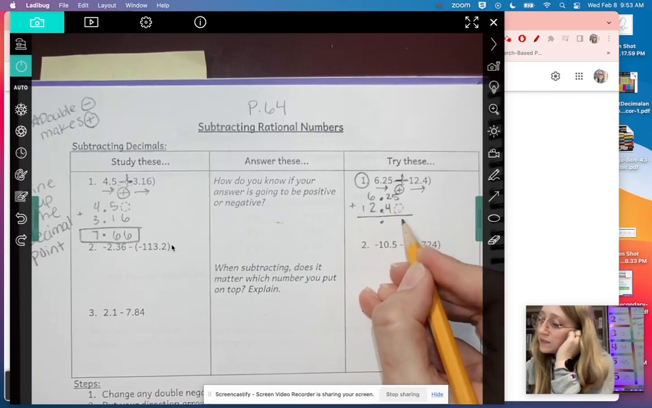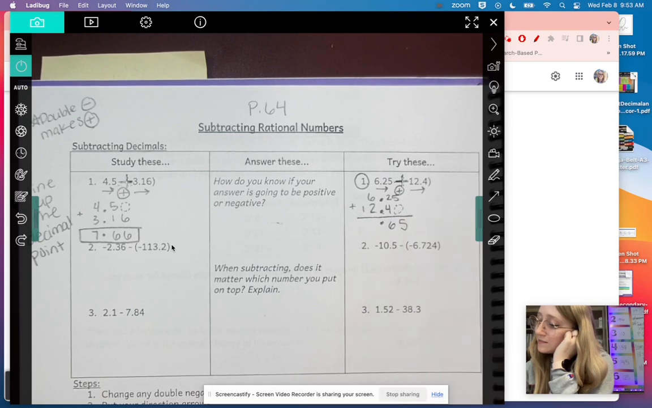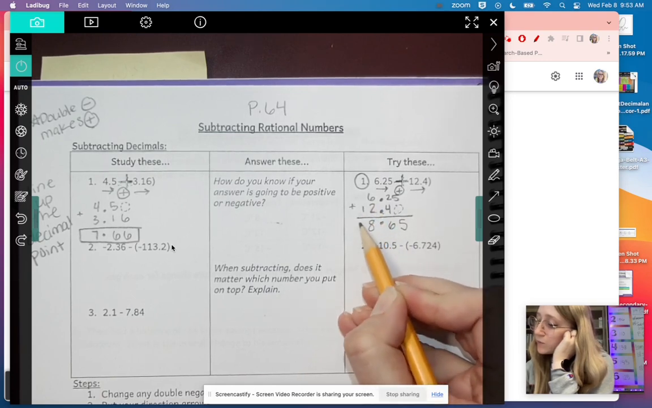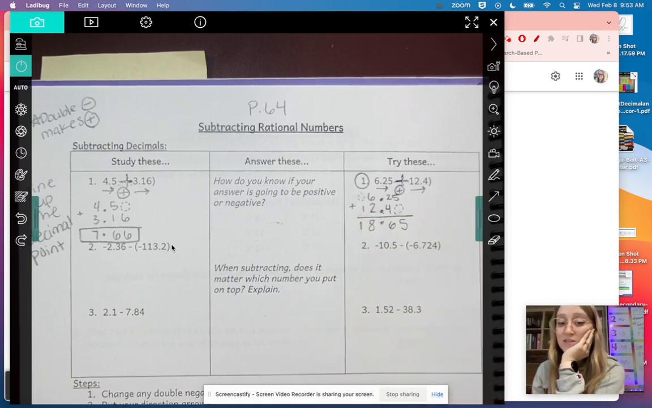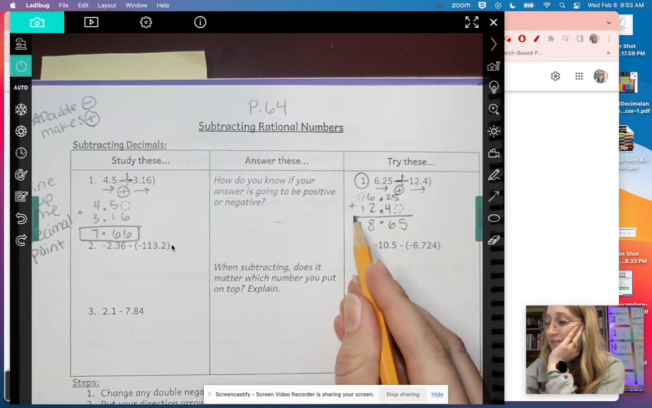5 plus 0 is 5. 2 plus 4 is 6. 6 plus 2 is 8. And we just bring down that 1. If you wanted to throw ghost 0 up there, you could have. 0 plus 1 is 1. Okay. Remember your little sandwich. Last thing we're thinking about is our signs. I had a positive, so my answer stays positive.